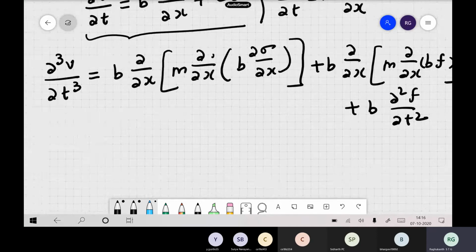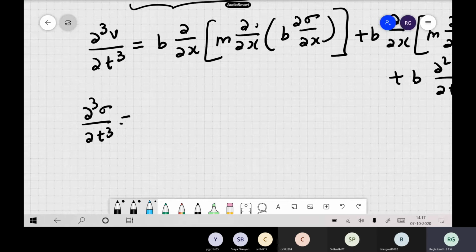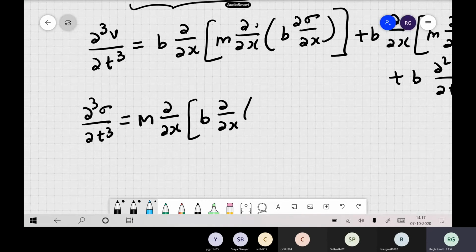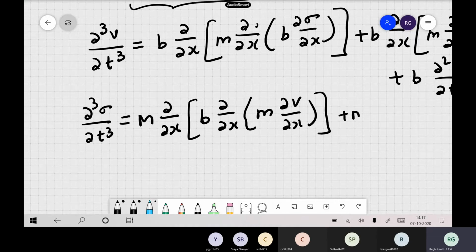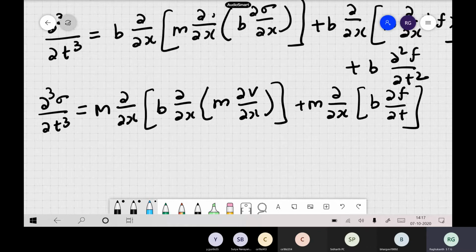So we get ∂³v/∂t³. Now similarly, ∂³σ/∂t³. The temporal derivatives you can easily differentiate using those two expressions: m ∂/∂x of b ∂/∂x of m ∂v/∂x, plus m ∂/∂x of b ∂F/∂t. Okay, so these are the expressions.